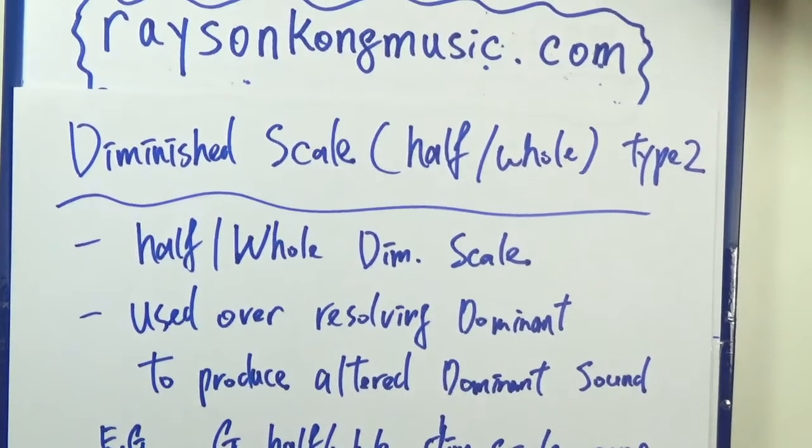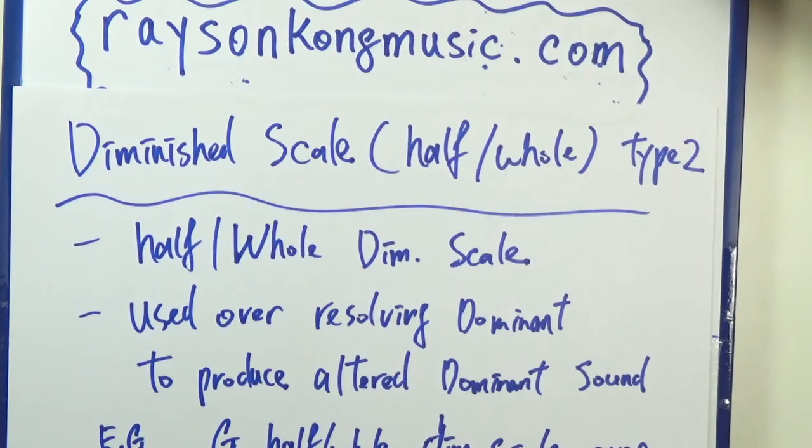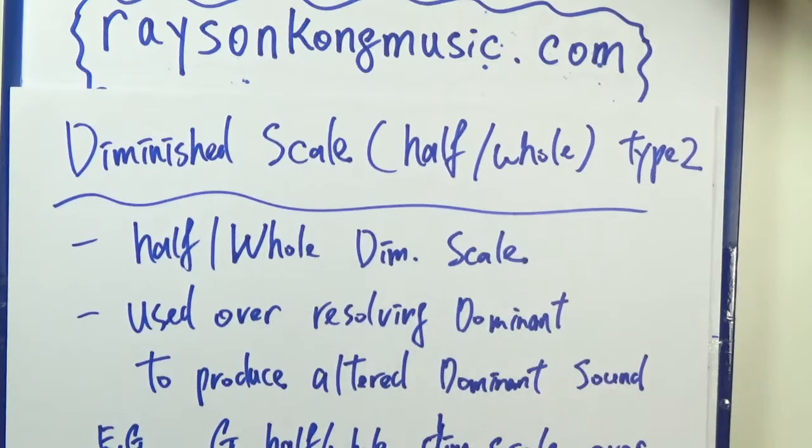Hello everyone. Let's talk about half whole diminished scale. This is type 2, so be careful. We're talking about half whole diminished scale.